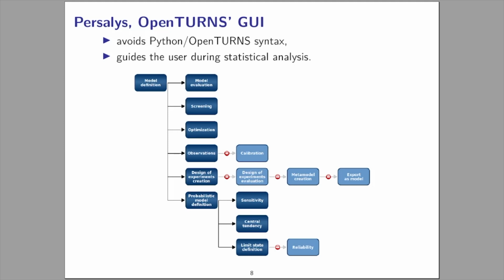So in here you can see that we have defined the model on the left, so we have access to model evaluation, screening, optimization methods. But we don't have access, for instance, to calibration methods, because we have not set up the observations. As we have defined the probabilistic model just under, you can see that we have access to methods such as sensitivity analysis, central tendency. Yet we cannot yet perform reliability because we have not defined a limit state.